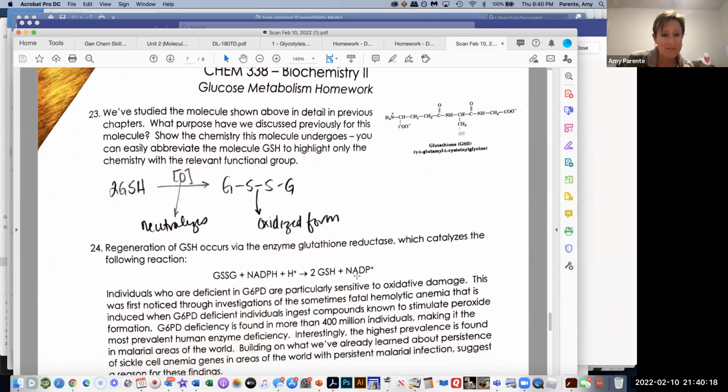So I guess I don't even have that many details, but the purpose is glutathione reacts with and just neutralizes oxidative species. So if there's an oxidizing species, that's something that is going to damage RNA, DNA, proteins. You don't want that stuff messing around in your cells.